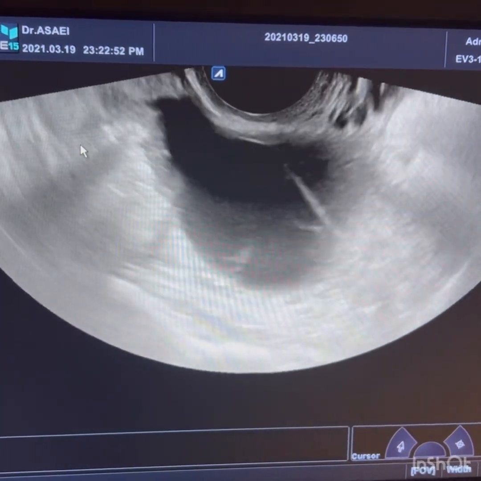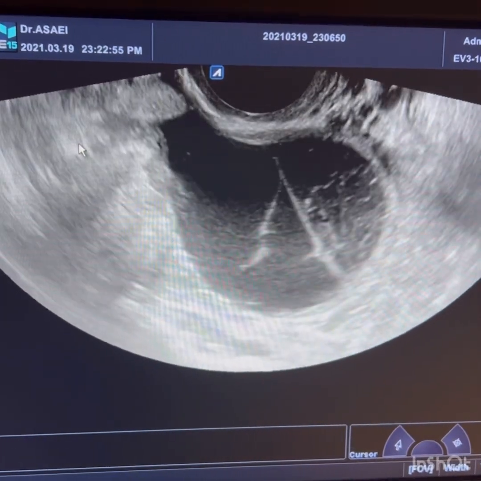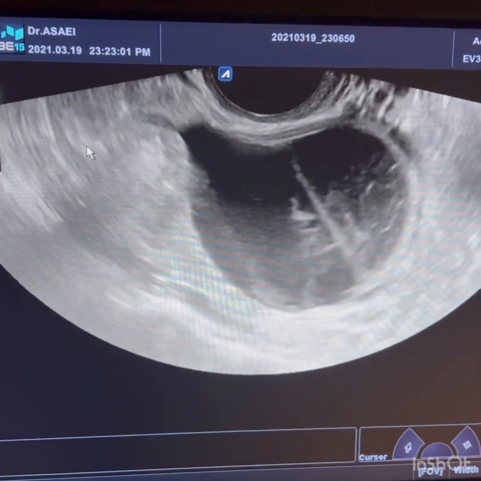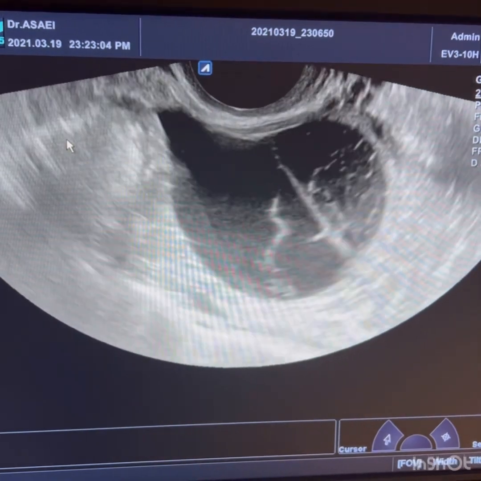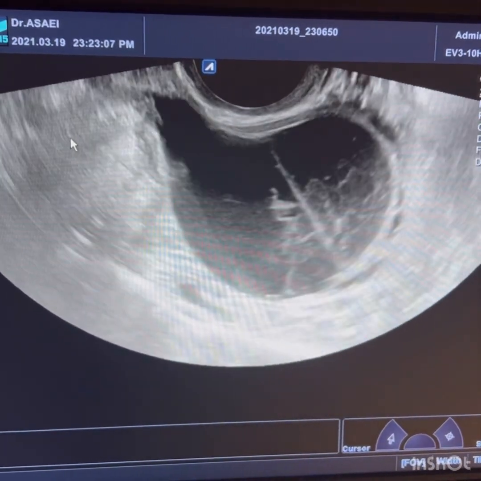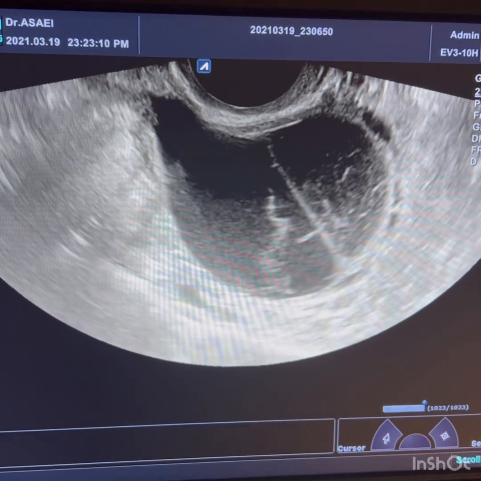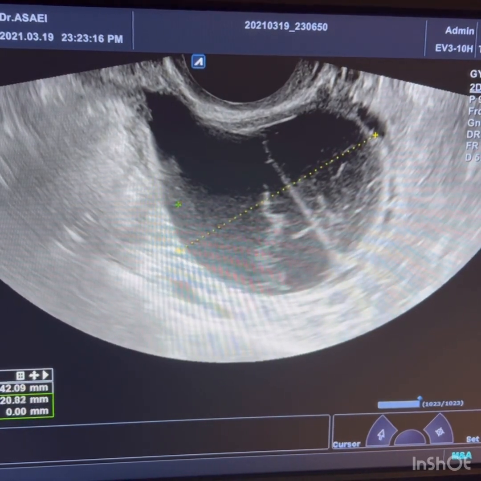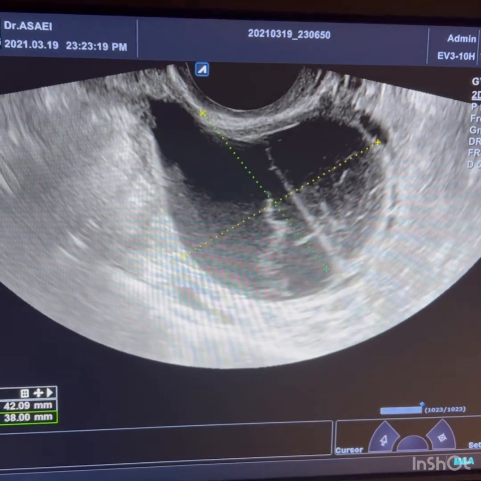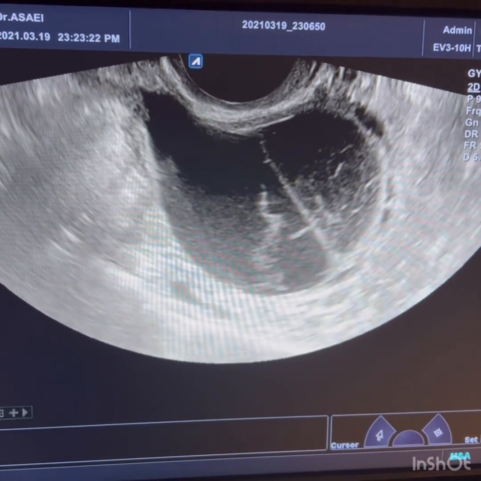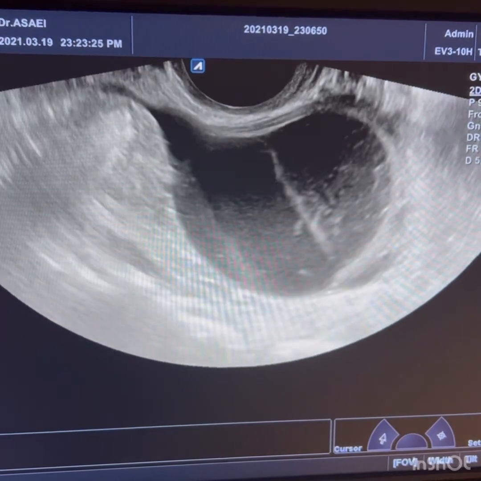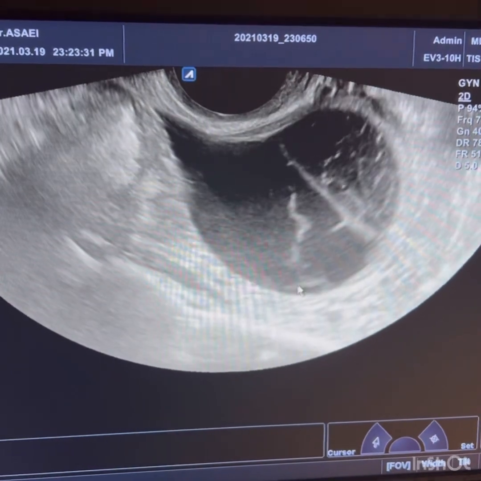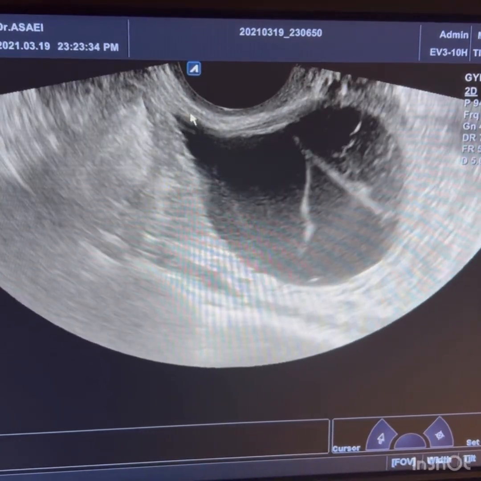Here is another patient with a hemorrhagic cyst in right ovary. We can see septations and internal echoes inside the hemorrhagic cyst. The septa in this 4 centimeter hemorrhagic cyst are thin, and if we use color Doppler sonography, no internal vascularity would be detected. So here is the hemorrhagic cyst inside the right ovary.